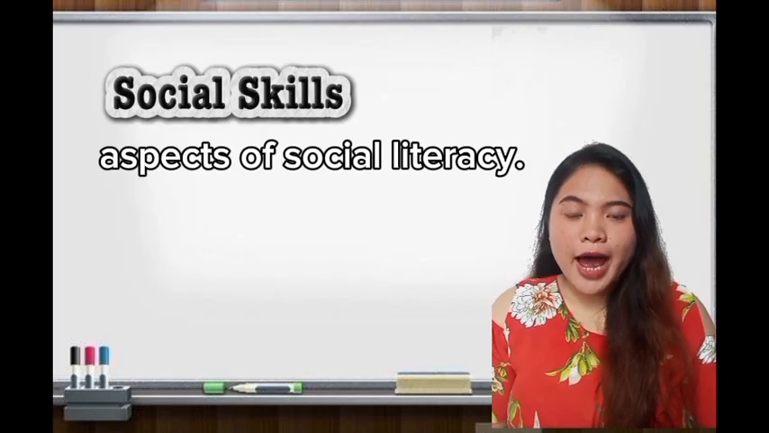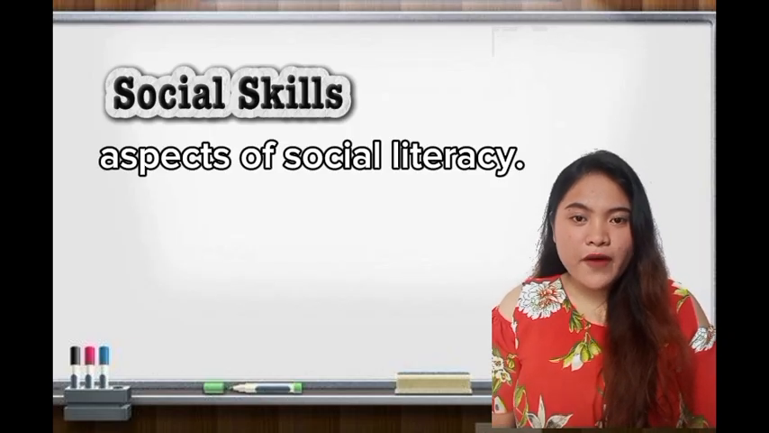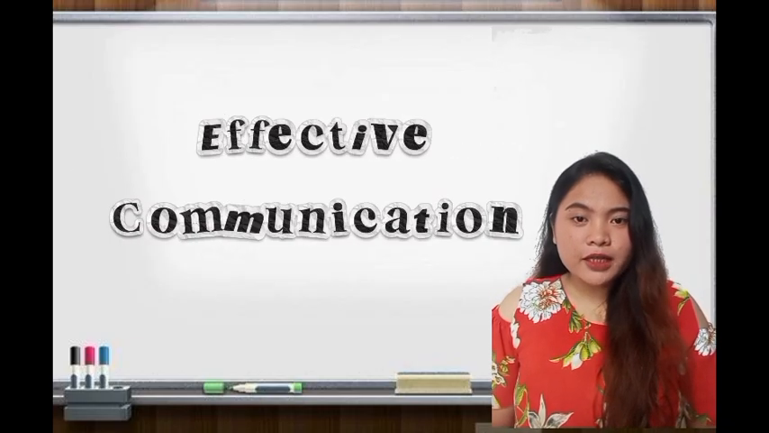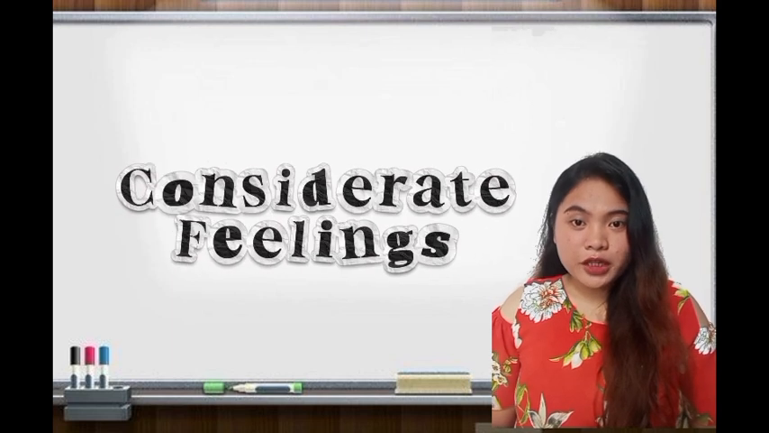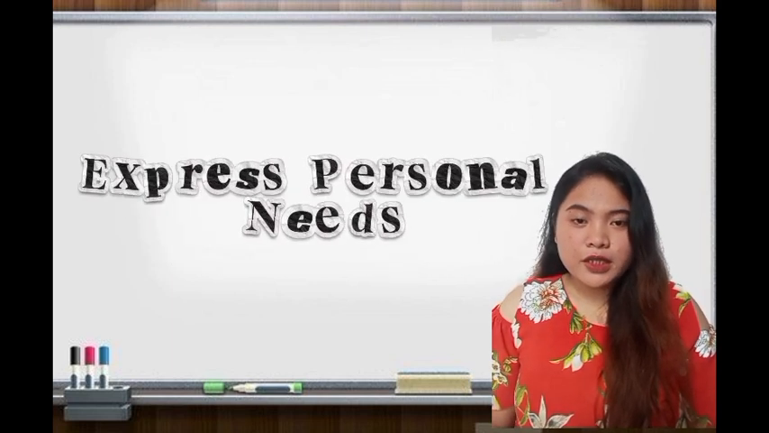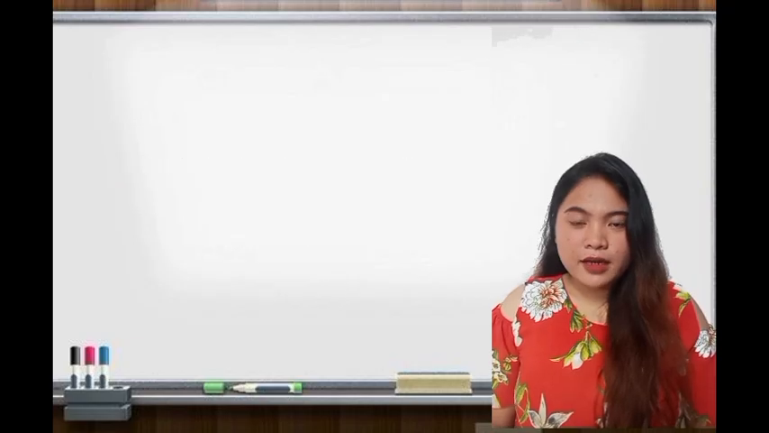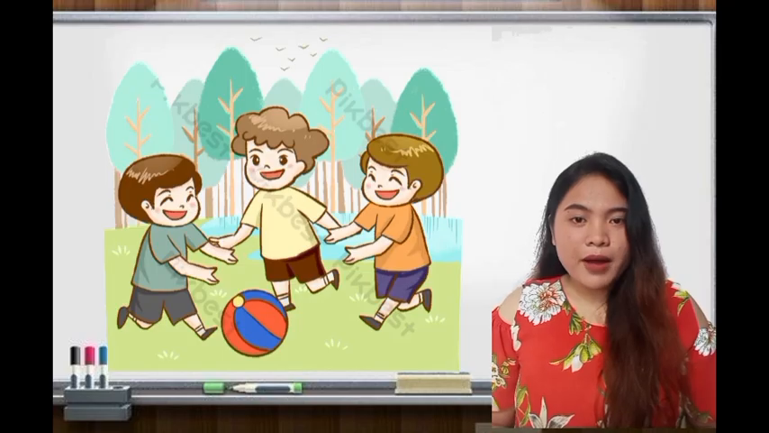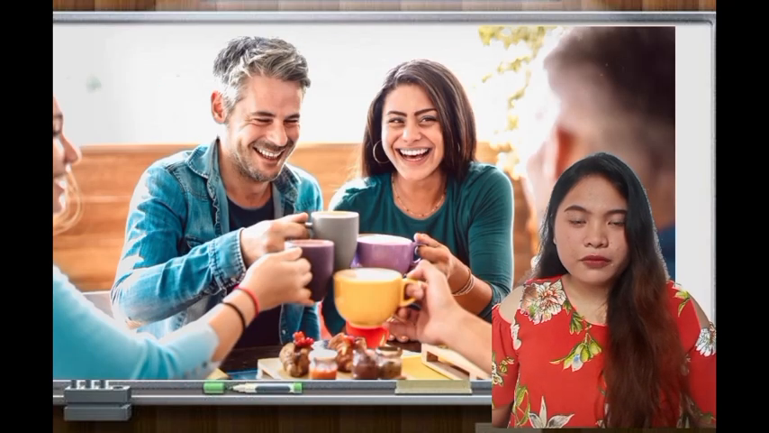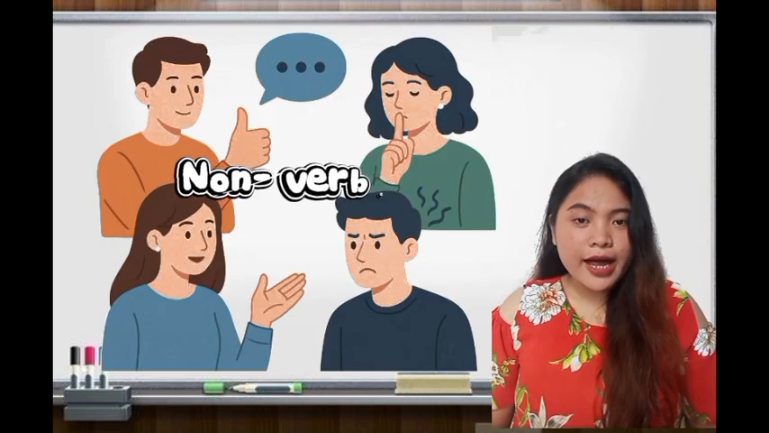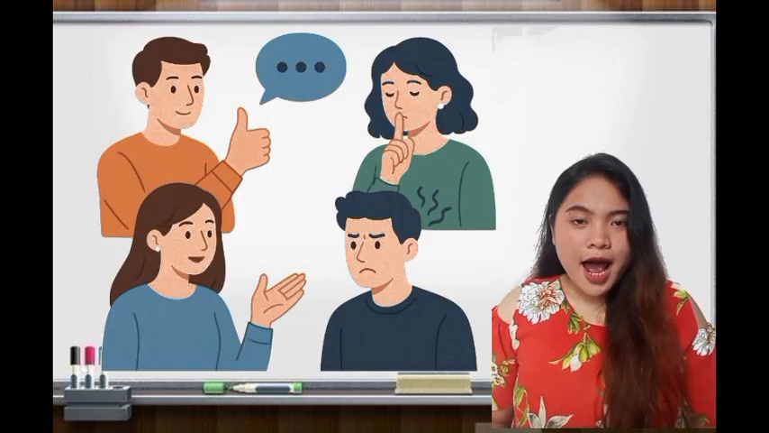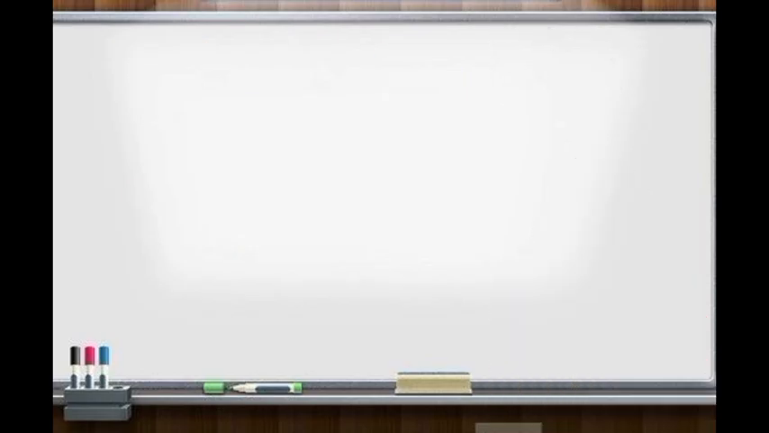Social skills are aspects of social literacy. As such, these are an integral part of functioning in society. It involves good manners, communicating effectively with others, being considerate of others' feelings, and expressing personal needs. In fact, children gain social skills through playing, while adults obtain them by interrelating with others, both verbally, through spoken language, and non-verbally, like gestures, body language, facial expression, eye contact, and appearance.